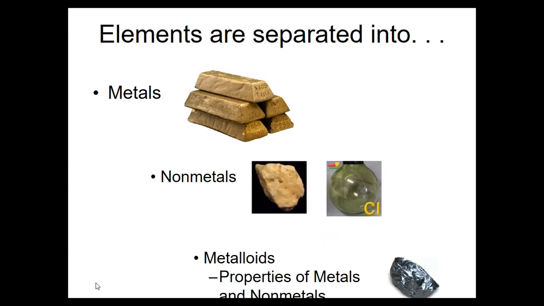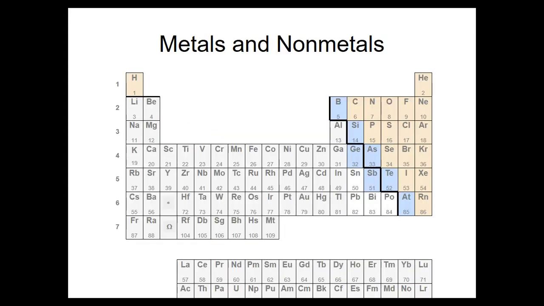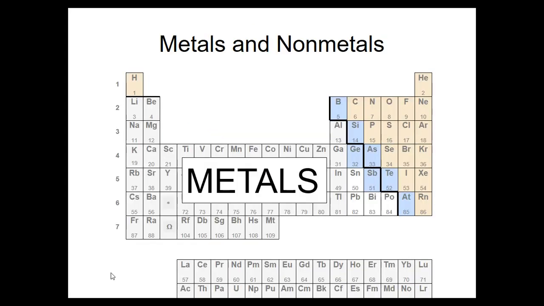So if you also remember, elements are separated into metals, nonmetals, and metalloids. And remembering this will be important as we name compounds and write formulas. So the metals on the periodic table are to the left of the staircase. And if you don't have these labeled already, I would recommend you do so. And the nonmetals are to the right of the staircase.